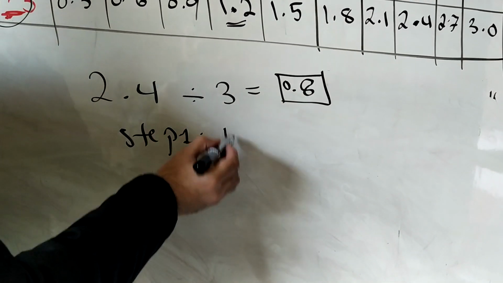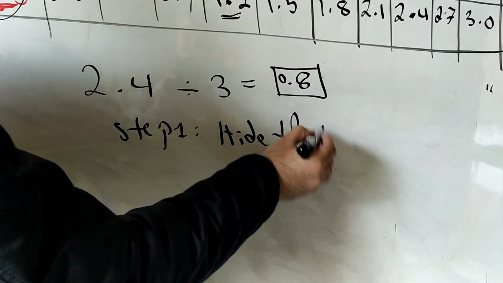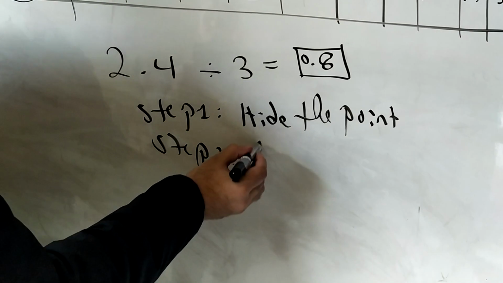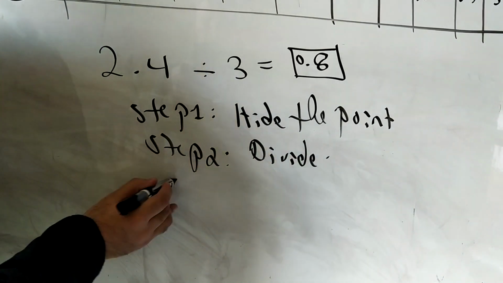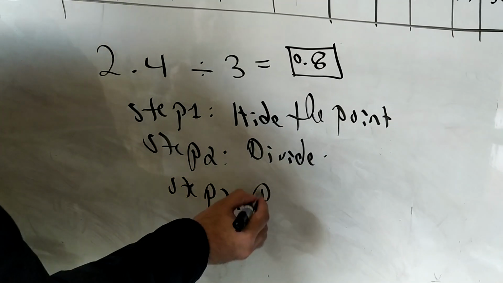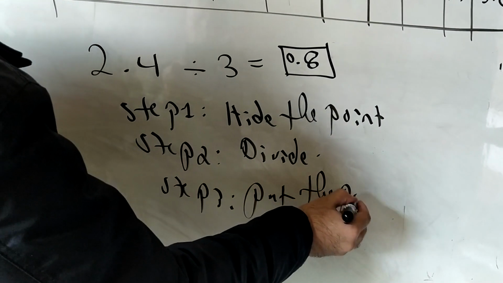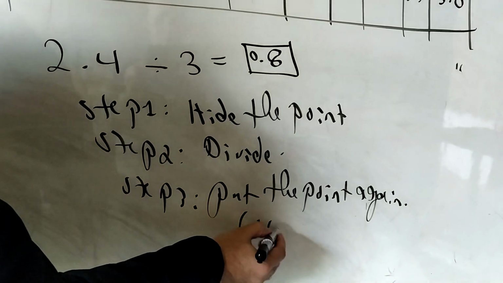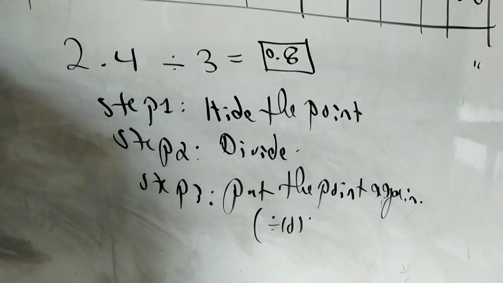Step number 1, hide the point. The same steps. Step number 2, here we have divide. Step number 3, put the point again. How? Divide by 10. Okay, like this one.